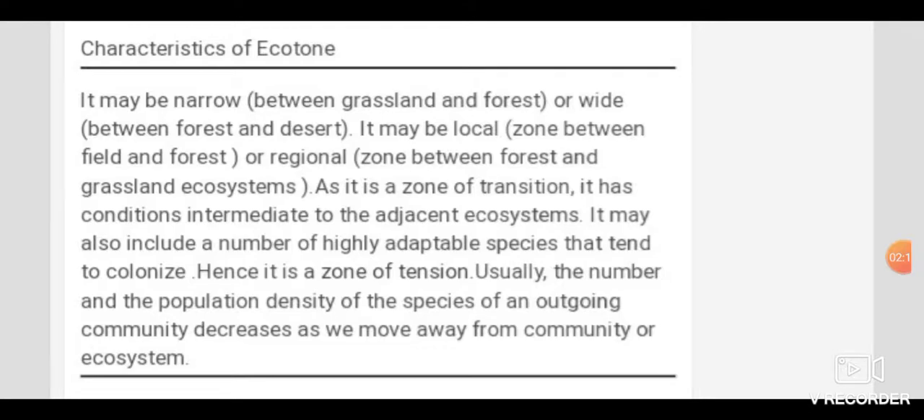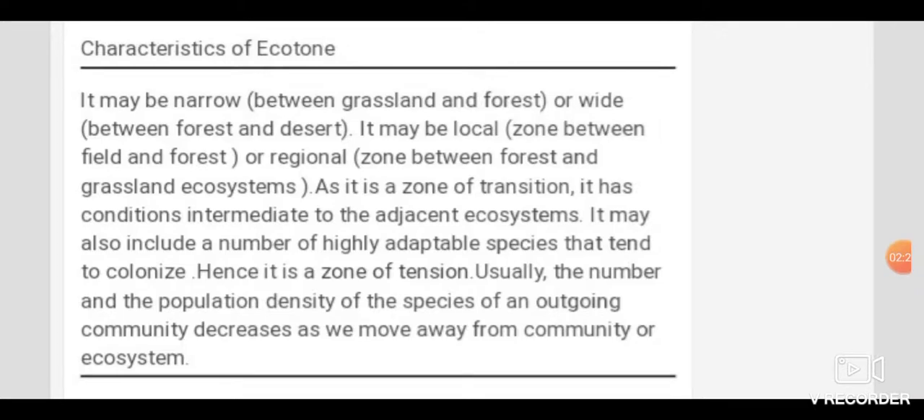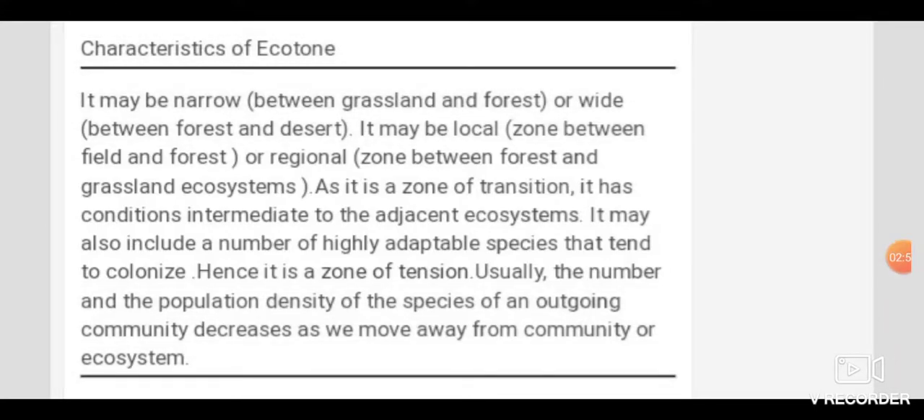As it is a zone of transition, it has conditions intermediate to the adjacent ecosystem. So as I said, it is the transition or the intermediate stage, which contains both the conditions. Okay, it may also include a number of highly adaptable species that tend to colonize an area. Hence it is a zone of tension.